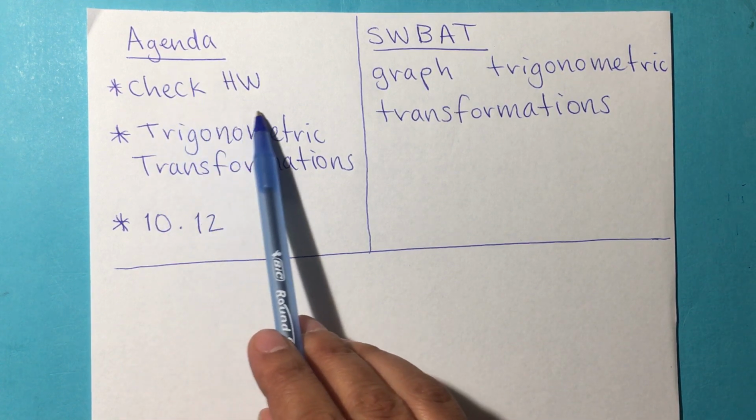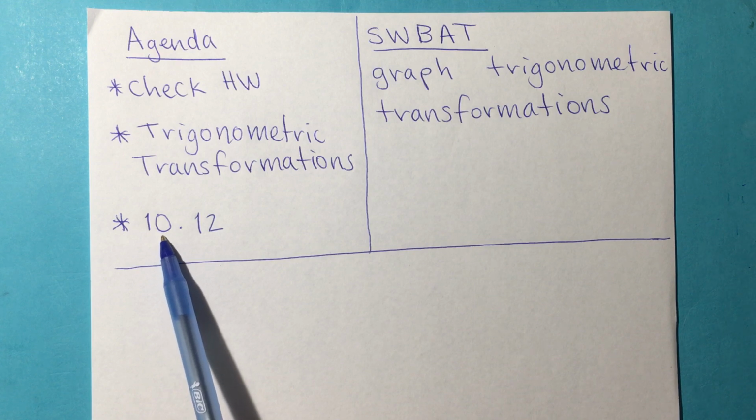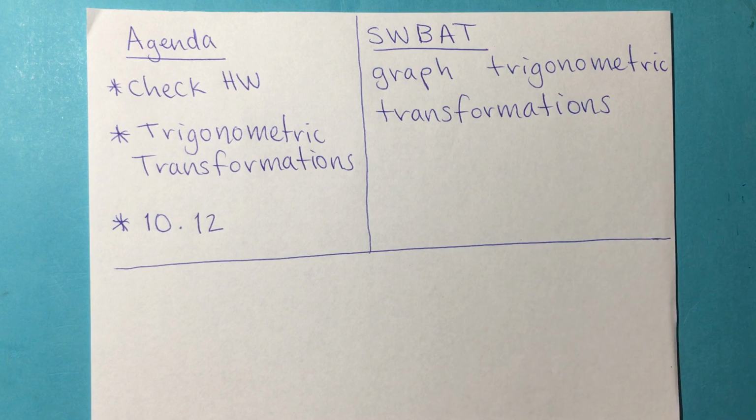Students, today's agenda is to check homework. We'll be learning about trigonometric transformations and you will be able to work on 10.12. Today, students will be able to graph trigonometric transformations.